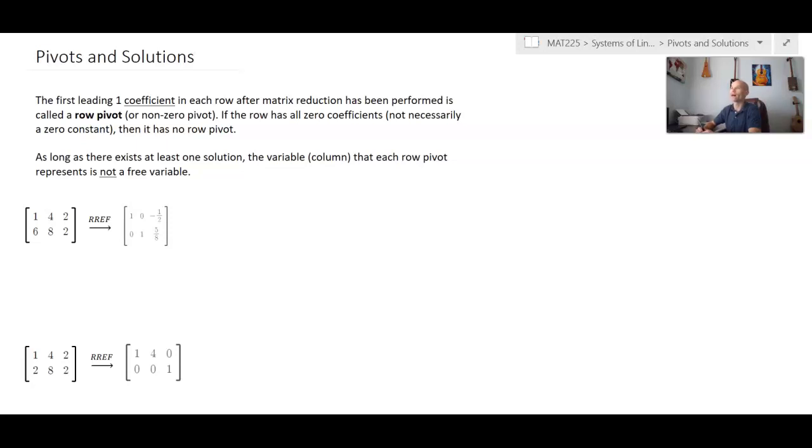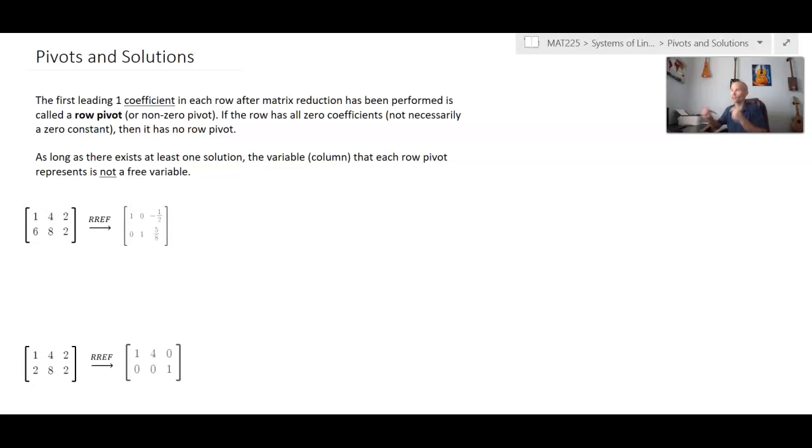pivot or non-zero pivot. The reason it's called a pivot is because essentially that value has been used to cancel out all of the non-zero values above or below it. So pivot, it's sort of like in basketball when you're standing on both feet and you can't dribble anymore, and now you have to keep one foot planted and pivot around with the other foot without removing the pivot foot from the ground.